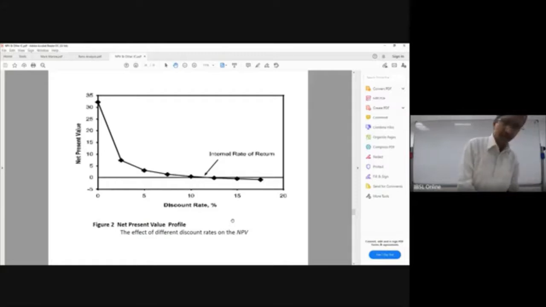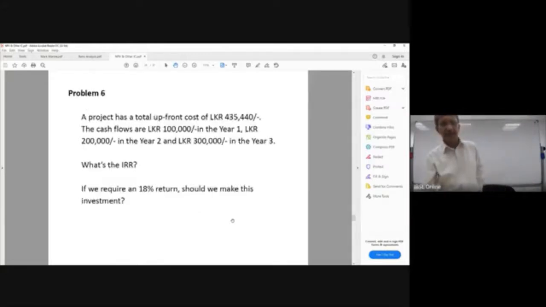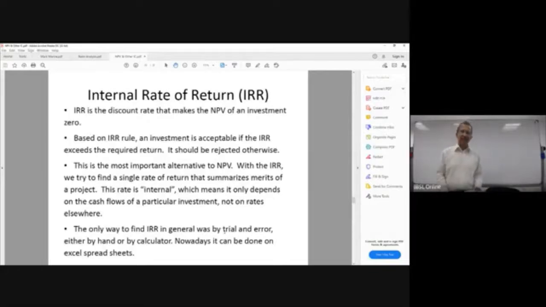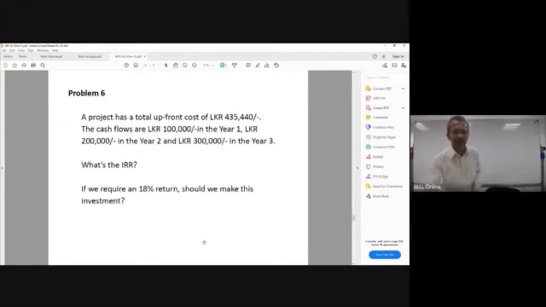So we'll go through this problem. A project has a total upfront cost of 435,440. The cash flows are 100,000 in year 1, 200,000 in year 2, and 300,000 in year 3. What is the IRR, right? We just learned IRR, internal rate of return. Internal rate of return is the discount rate when the NPV is 0. So we'll try to calculate that for this problem.